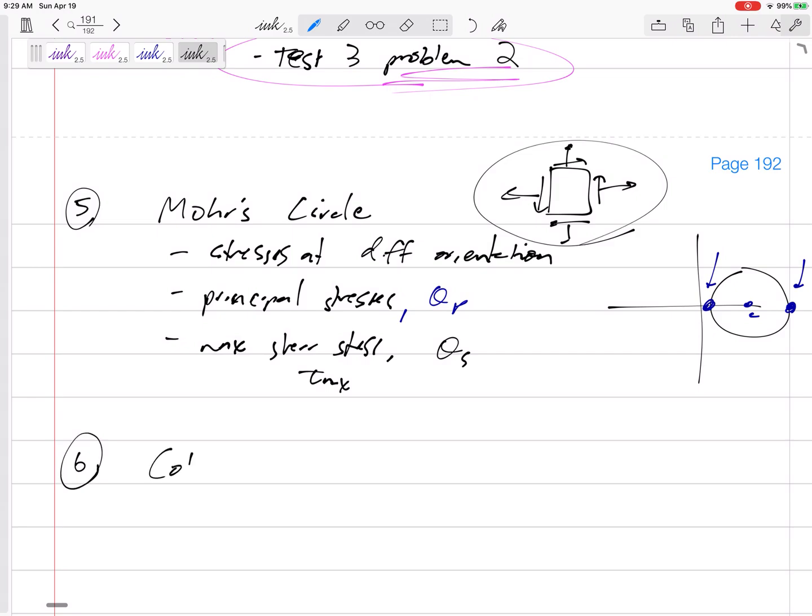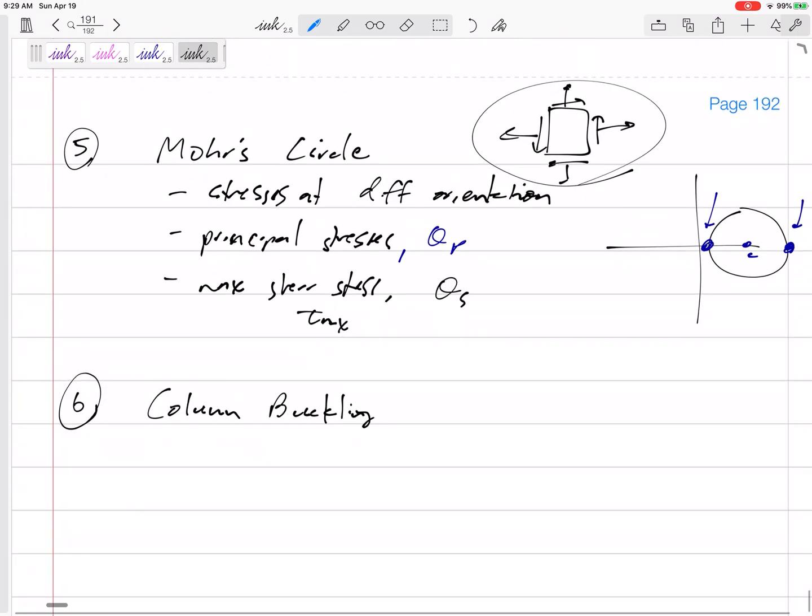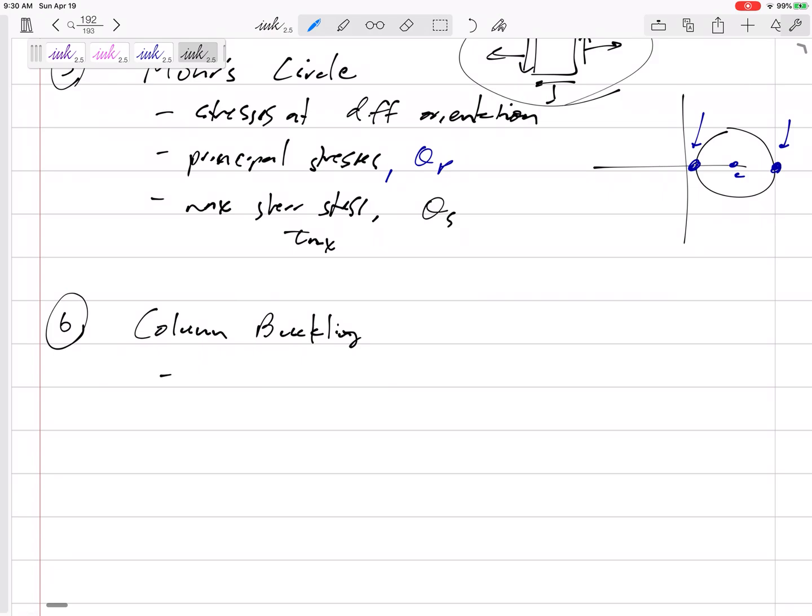Number six is a column buckling problem. But I'm not going to make it too easy, right? Maybe I've got different supports: pin, fix, pin, free. Different supports for the weak axis than for the strong axis.